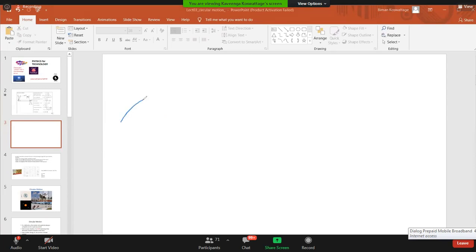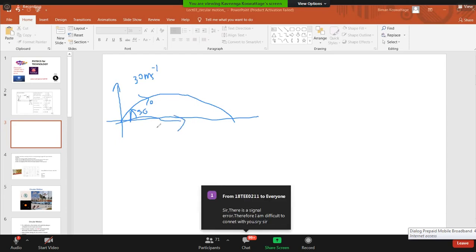So it's kind of projectile. This is the projectile, with 30 m/s and the angle also 30, right? So what we have to do is divide this motion into two: this is vertical motion, and this is horizontal motion. We need to find the velocity for the horizontal motion, and then the velocity for the vertical motion.